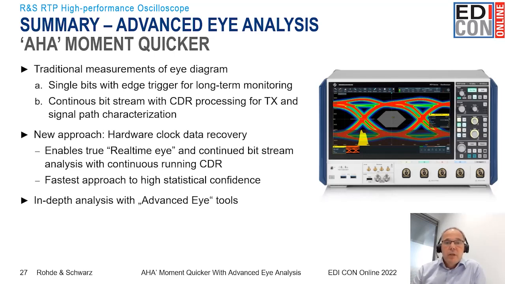I also showed you that with the additional tools of the advanced eye option, you can apply automated measurements, mask tests, histogram tests, etc., in order to get more details about your device. And last but not least, there are additional tools to look more into the details of the jitter and the noise with dedicated jitter and noise analysis, where you break down the individual jitter and noise components.